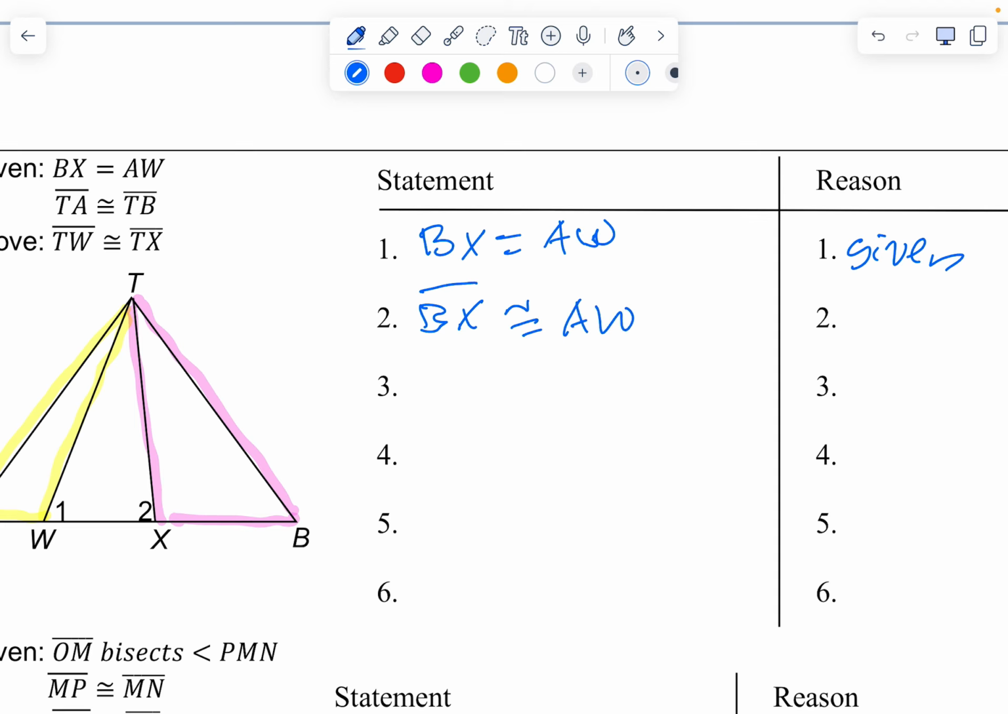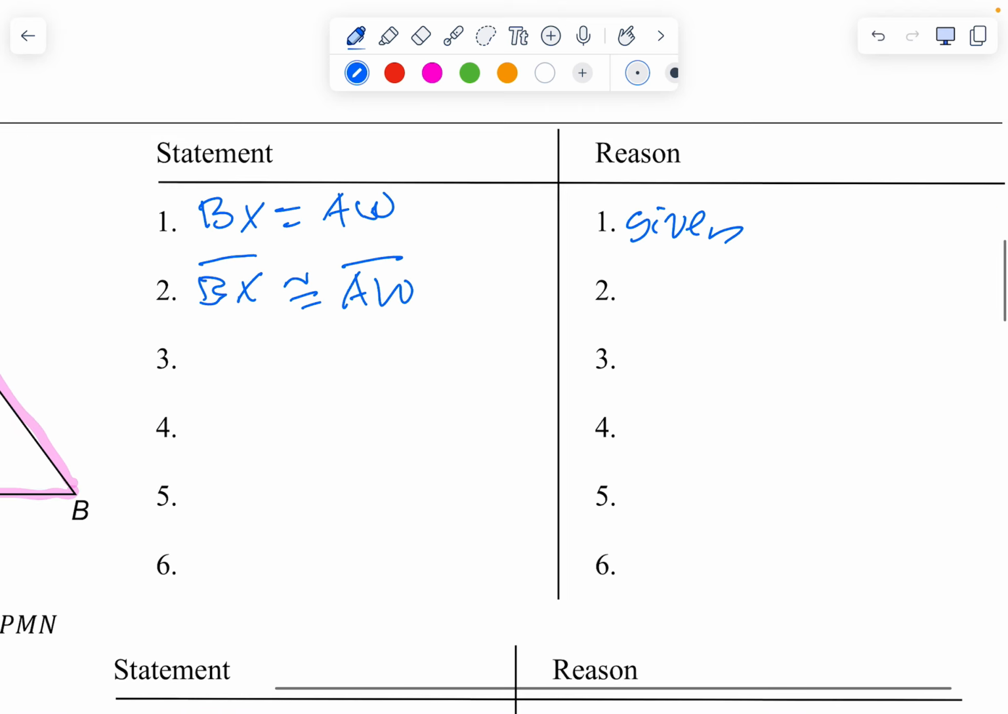Segment BX is congruent to segment AW. And as long as it's going from congruent to equal to, and vice versa, it is the definition of congruent segments. Can this happen with the angles too? Yeah, it could happen with the angles. If it's with the angles, it'll be definition of congruent angles. Are we good with that?